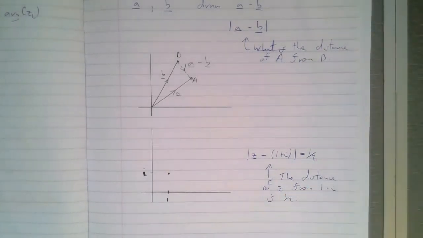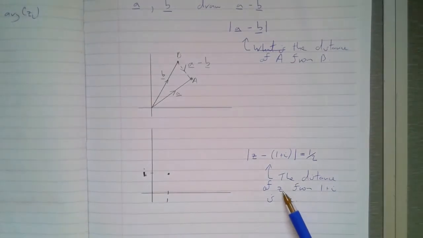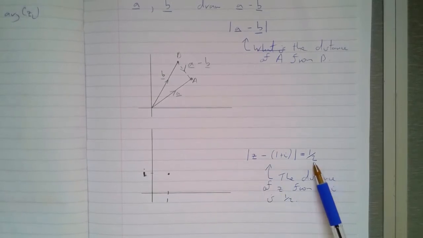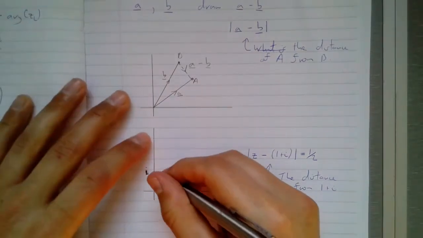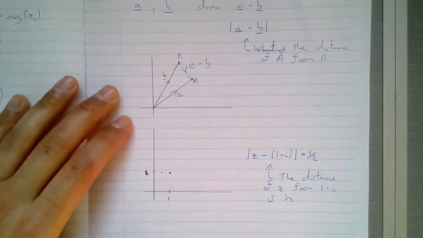Okay, we don't know what the value of Z is, per se. In fact, there's very little constraint on it at the moment. The only constraint is that it must be half a distance away from 1 plus I. I mean half as in 0.5 distance. So Z could be there. There you go, that's halfway.